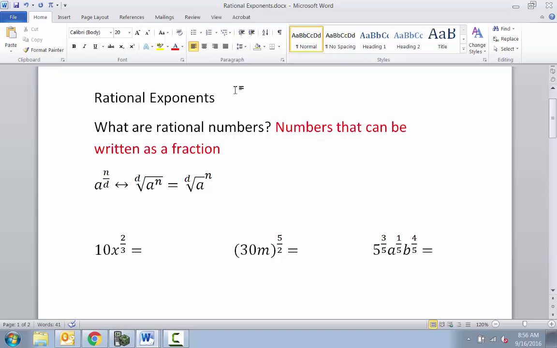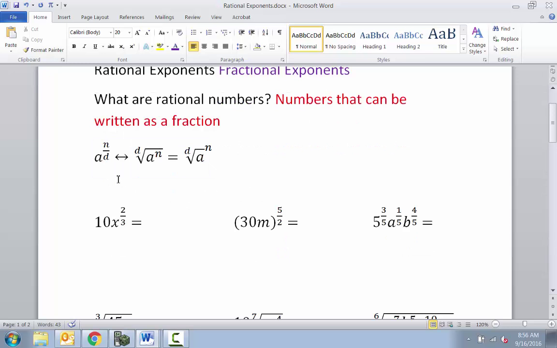So what are rational exponents? Well, they are fractional exponents. So that's what we're dealing with. All we're doing when we have rational exponents is changing. So if we have a to the n over d, we move the denominator of the fraction in our exponent to be the index and the n to be our exponent. It can be inside or outside the radical. So you just rewrite it. And that's all we're doing.